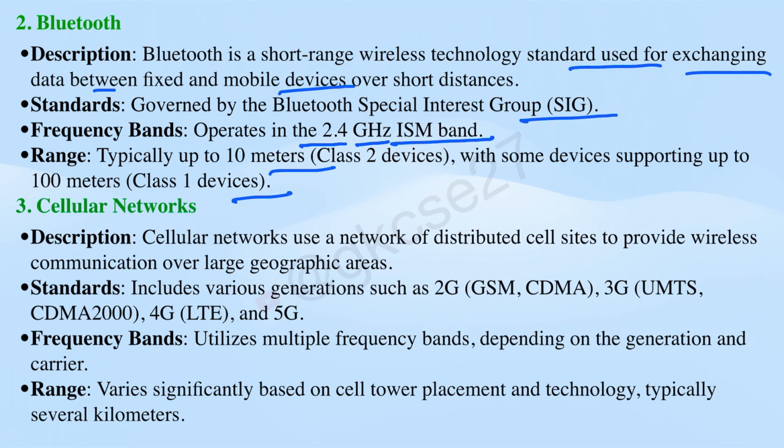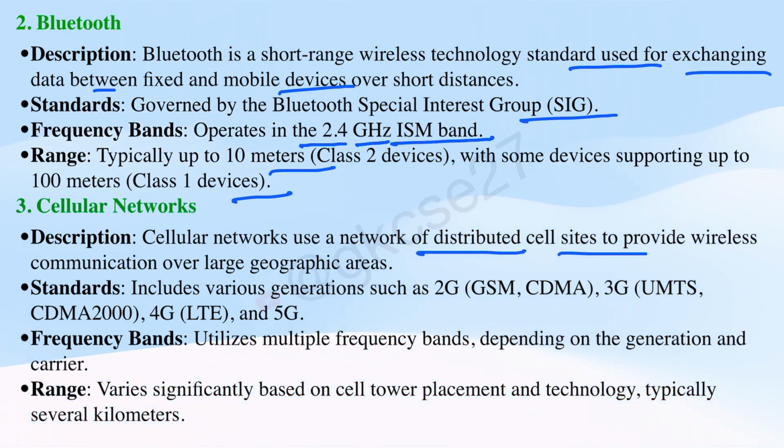Next is cellular networks. A cellular network uses distributed cell sites to provide wireless communication over large geographical areas. So in our mobile phones we use cellular networks. There is a SIM through which we get the cellular network.